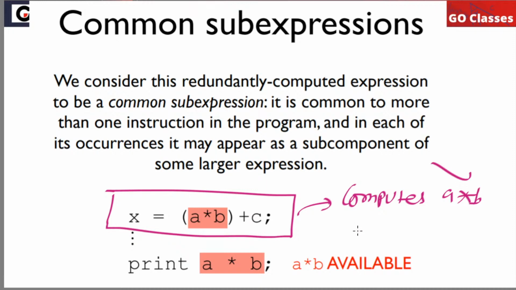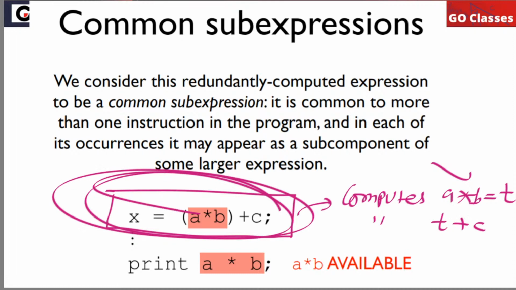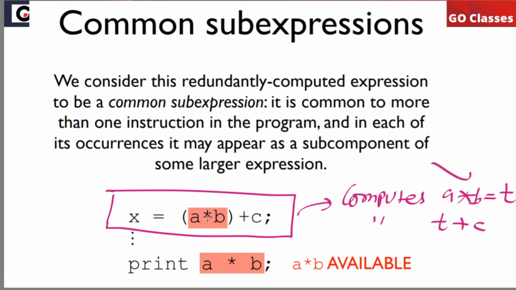You will compute A into B. You will also compute, let us assume you put it in T, then it will also compute T plus C. Correct or not? So this statement will compute A into B, and this will be put in a variable, and now you will also compute T plus C. Okay, so this is the point. Now finally here A into B is available.